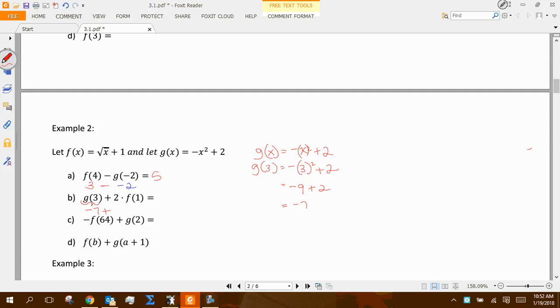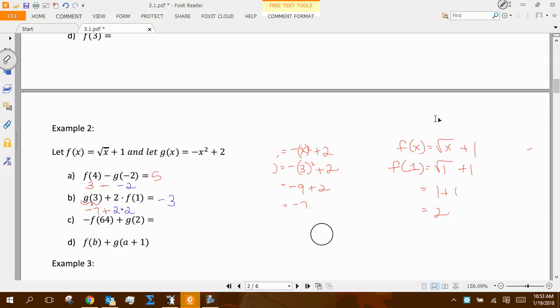I'm going to add to that. Now it says 2 times f of 1. We want to evaluate f of 1 first, so we'll take f of x, which was root x plus 1, and evaluate that now at 1. So root x becomes root 1 plus 1. Well, square root of 1 is 1, plus 1. This becomes 2. So f of 1 is 2. So this 2 times, now f of 1 was 2. So now we can evaluate. Negative 7 plus 4 gives me negative 3.